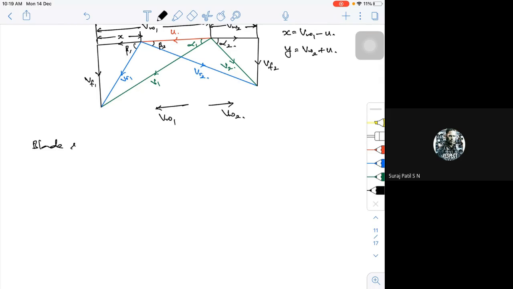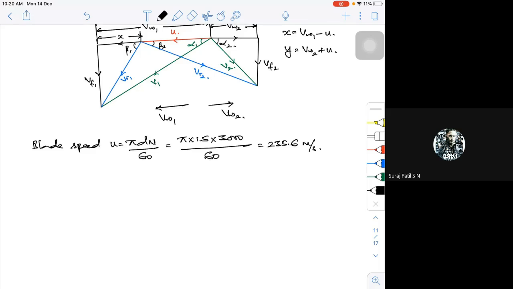So the blade speed u is equal to pi d into n by 60. What is the value of d? It is 1.5. Let me substitute that. Pi into 1.5 into 3000 divided by 60. So I am getting around 235.6 meters per second. So this is the value of your u.